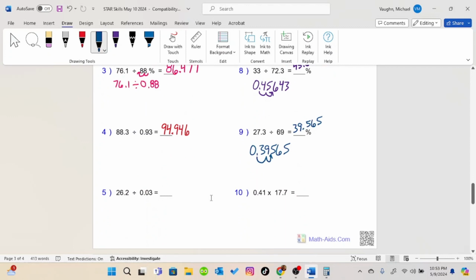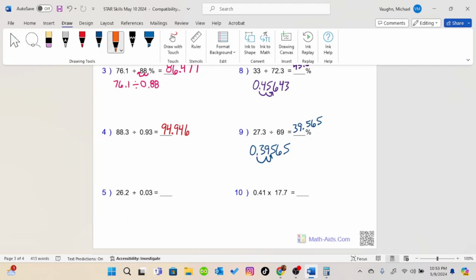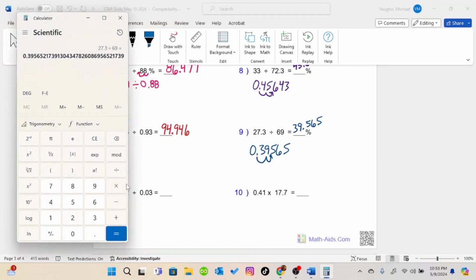Number 5. 26.2 divided by 0.03 equals, rounded to 3 decimal places, that's 873.333.